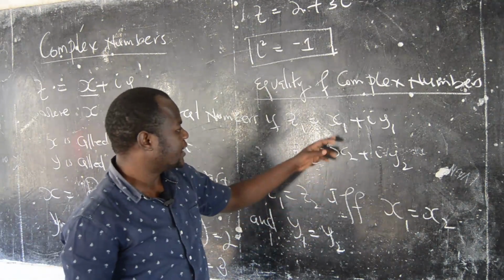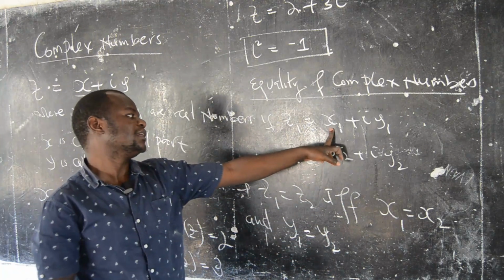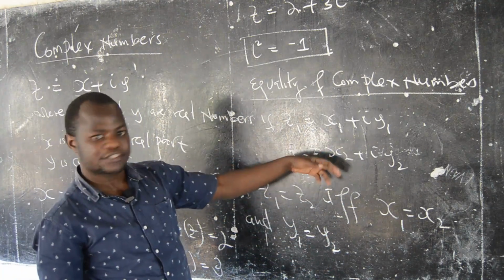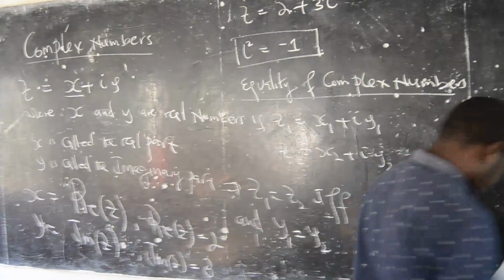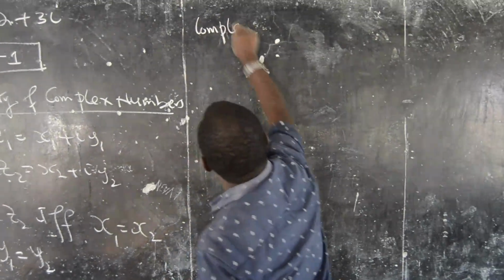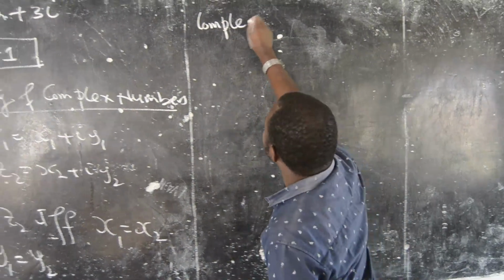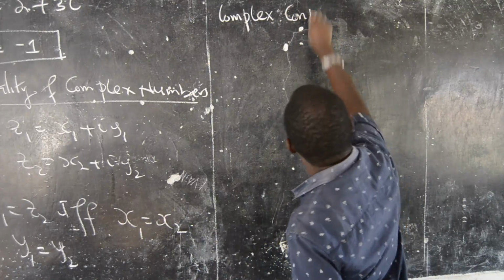I can give you an example where I have this as known and this as unknown, and I ask you to find any of that. We shall see it in our example later on. Another property we can talk about, or something else we can look at, is the complex conjugate.